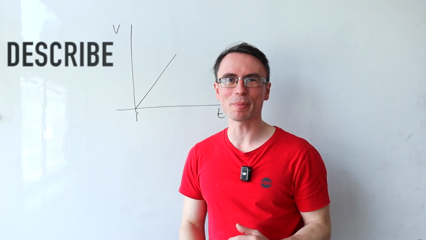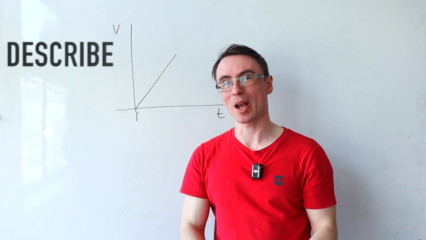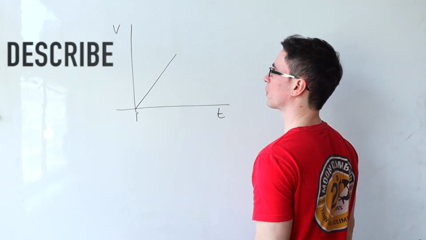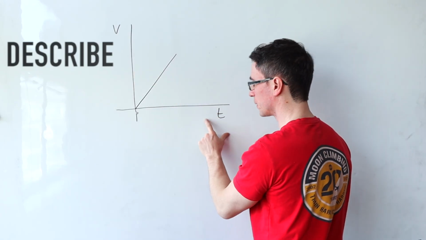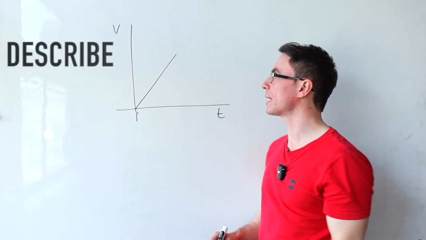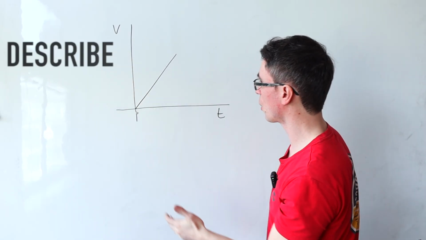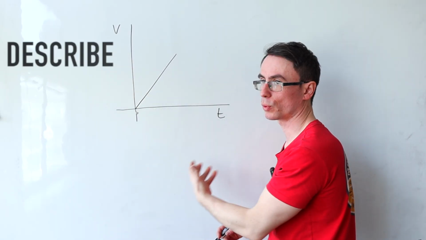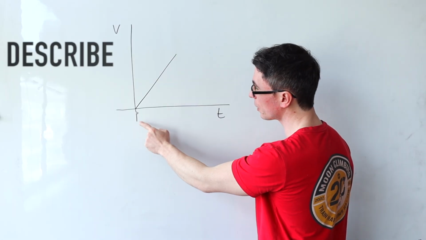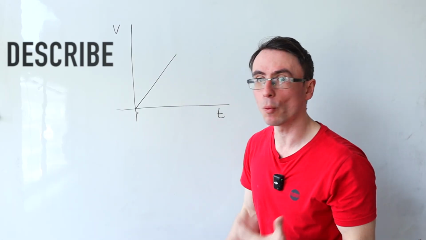Moving on to the next command word, which is describe. Describe means essentially tell me what you see. If we have a graph of velocity against time, and we are asked to describe this relationship, we can say that the velocity of the object is directly proportional to time. An even better way of saying this is that the velocity increases linearly with time.